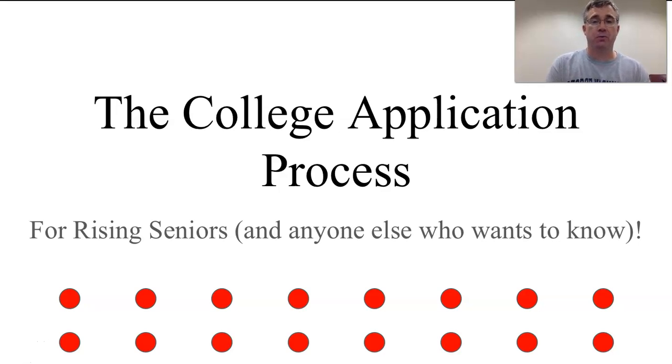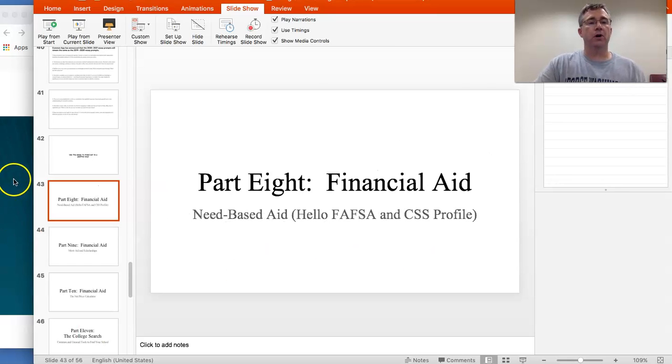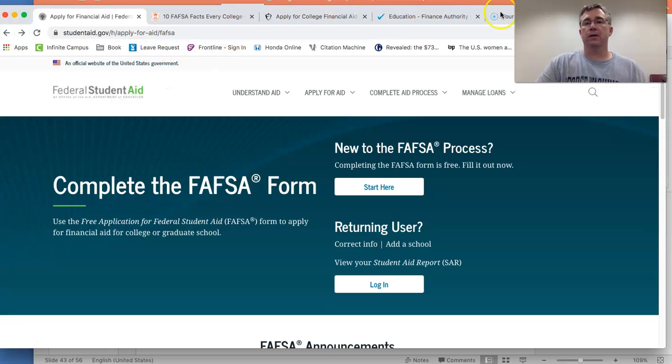The college application process, part 8, for rising seniors and anyone else who wants to know. Moms and dads, this is the big one to pay attention to. Part number 8 is the first one of a few about financial aid and paying for college. This one is just going to be the basics, talking a little bit about need-based financial aid and where to find it. So, it all starts with this wonderful and wild thing known as the FAFSA.